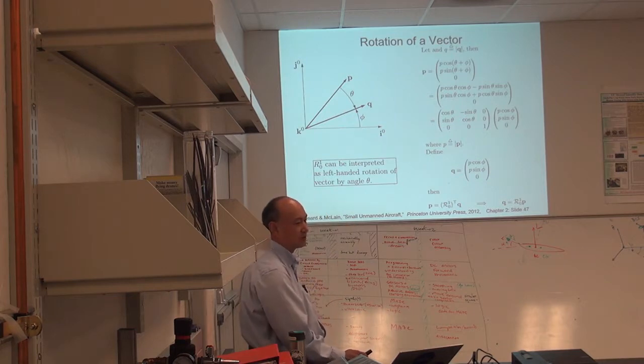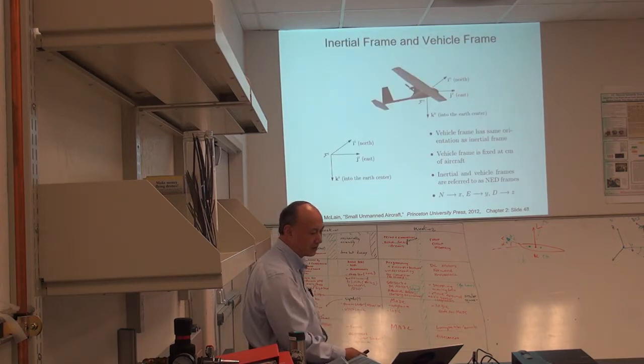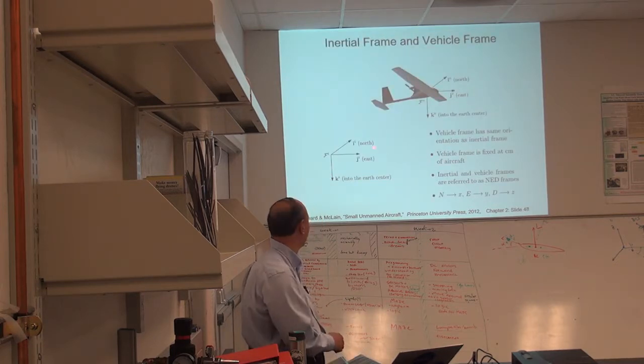Now, let's assume I understand this rotation of vectors in space. Now it's time to talk about NED: north, east, down, the Earth-centered frame.